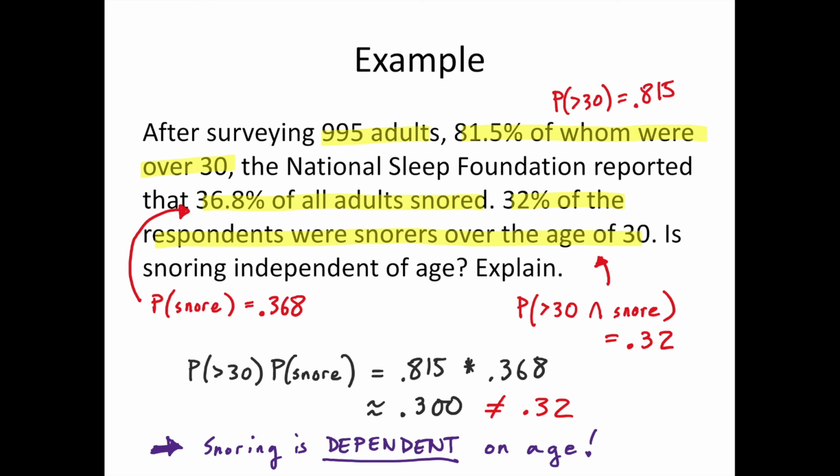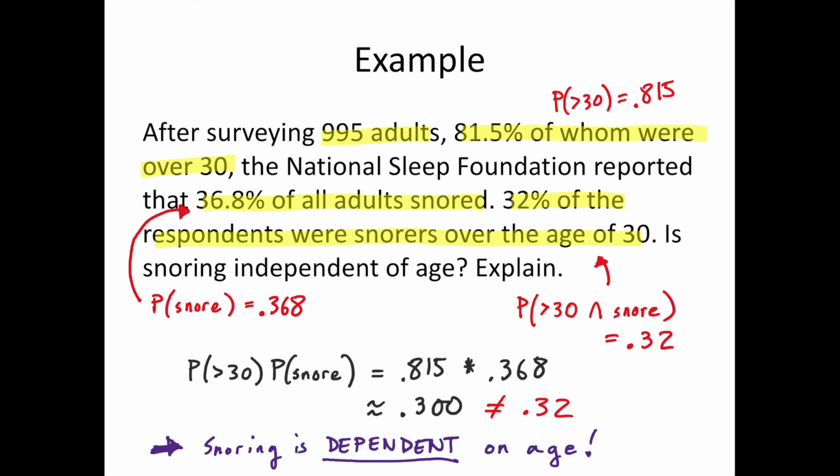The National Sleep Foundation then reported that 36.8% of all adults snored. All right, so that's just the probability of a person snoring is 0.368. Right, that's a straight kind of old-fashioned probability. If it instead said that 36.8% of all adults over 30 snored, that would be a conditional probability, right? Because it's not talking about all the adults in the survey, but only those over 30. So you've got to be very careful how you translate these probabilities out of the problem statement and into our symbols.